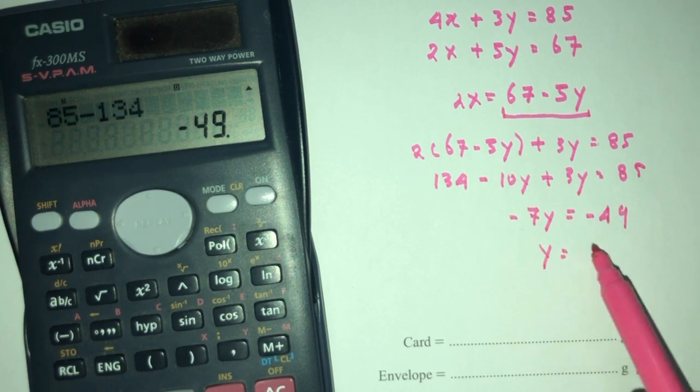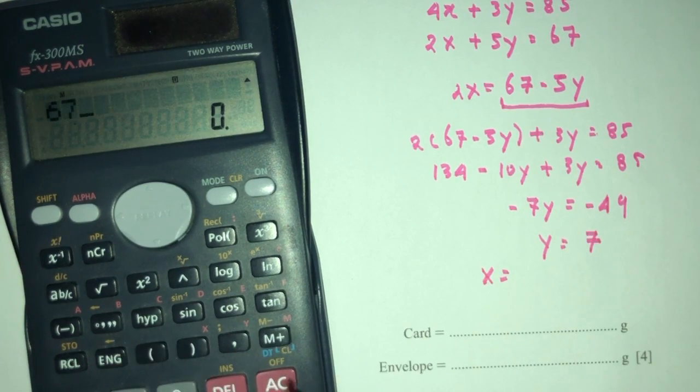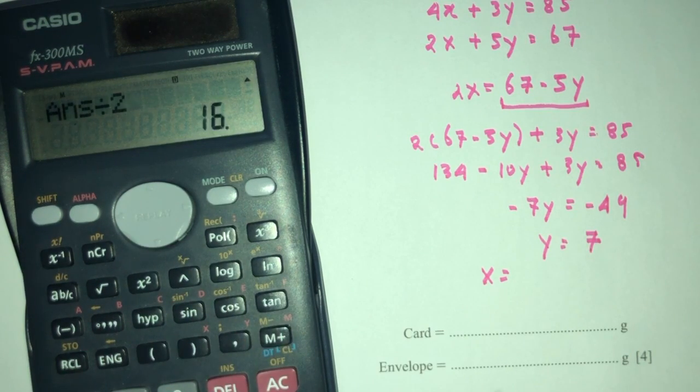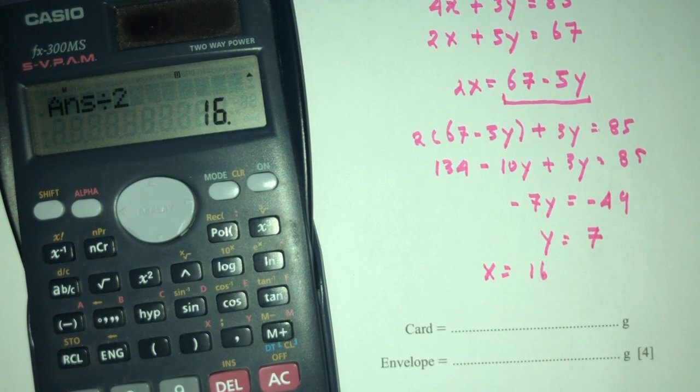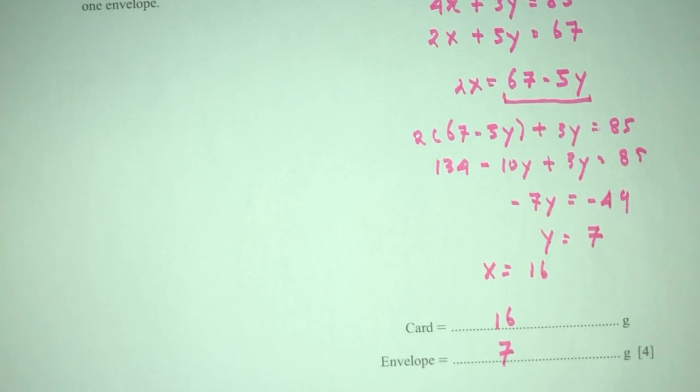So y will be the value of 7. From here, x will be what? Replace here, you will have 67 minus 5 times 7, divided by 2. That should be 16. x will be your card, so 16, and y will be 7, which is the envelope. There you go. That will be part A.